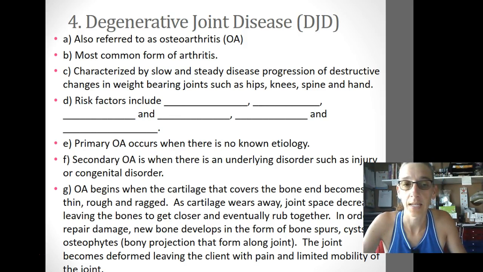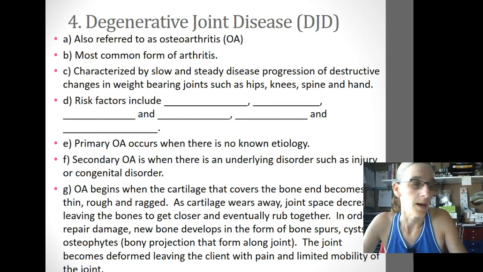All right, you've got primary and secondary OA. So primary OA occurs when there's no known etiology. Secondary is when there is an underlying etiology, such as an injury or a congenital disorder. OA is also known as the wear and tear disease.